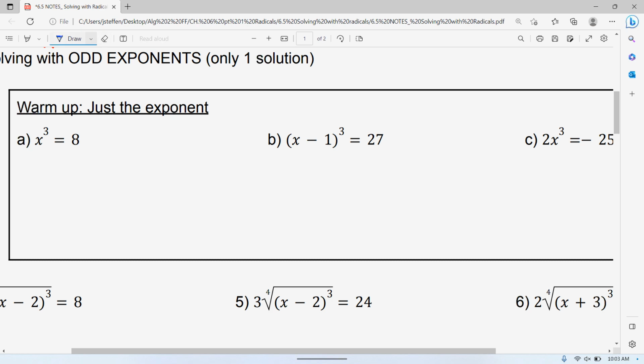x to the third is equal to 8. To cancel that out, we need the third root. We get x equal to the third root of 8, which is just 2. 2 times 2 times 2 is 8. That should make sense. That's the answer for that.